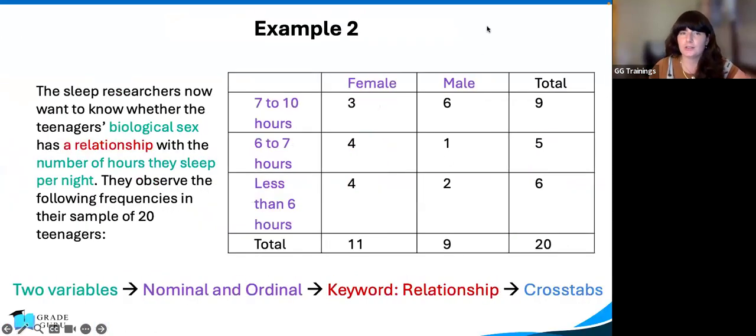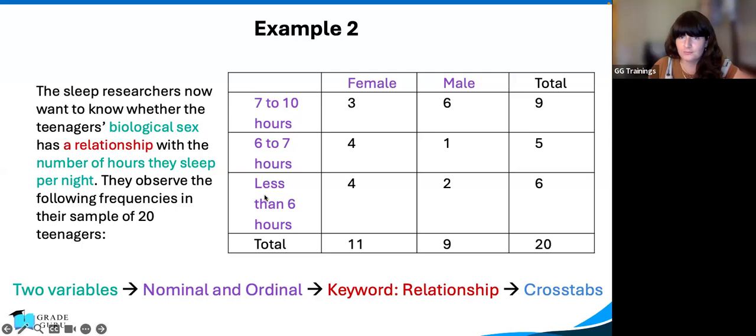Let's try it for the next one. Again, sleep researchers now want to know whether the teenager's biological sex has a relationship with the number of hours they sleep per night. They observe the following frequencies. Okay, so again, they're looking at number of hours slept per night, but is it measured in the same way? No. In the previous slide, it was measured as precise numbers, which means it was ratio. Here, based on the information you have, it's being measured as ordinal categories.